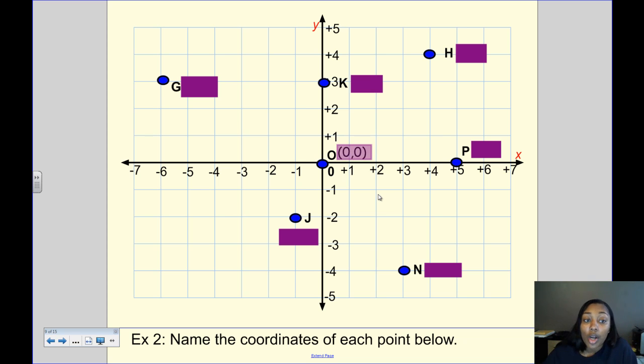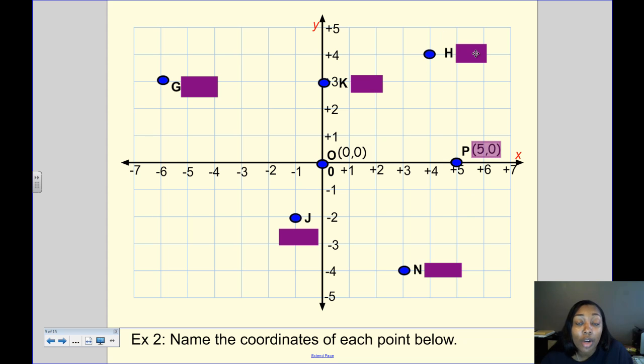So let's go to our next letter. So let's figure out where letter P is at. So if we look at letter P, we first figure out how far does it go left or right from the origin. So we see that it goes 1, 2, 3, 4, 5 to the right. So that means our x coordinate has to be 5. And then we want to see how far up or down it goes. Well, if we look, it doesn't go up or down. So that means the ordered pair for letter P is (5, 0).